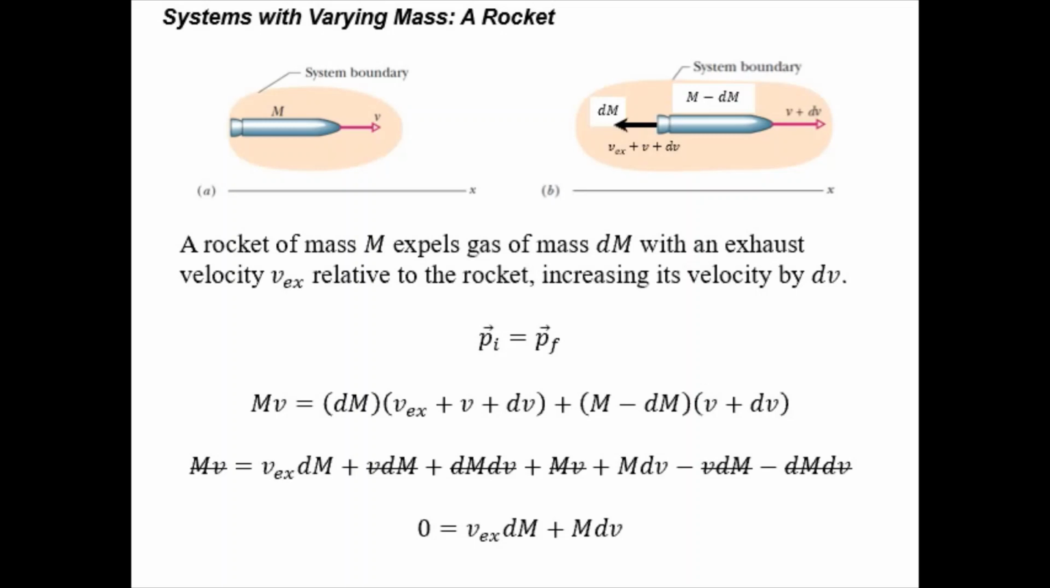The velocity of the exhaust is in the opposite direction. So V sub Ex is the velocity of the rocket gases shooting out the back relative to the rocket. Okay, that's important, relative to the rocket. All right, so when we go to solve this, we know that momentum has to be conserved.